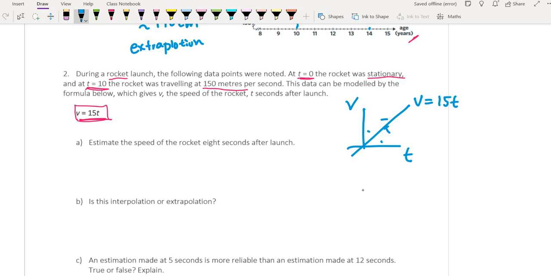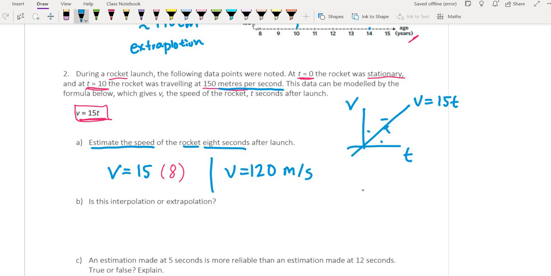Using this equation, we can make a prediction of the speed, the velocity of the rocket 8 seconds after the launch. To do that, instead of using t, we will put 8 there because t represents seconds. So whatever this is, and that should be 120, and our units is meters per second. That's the answer for that one.